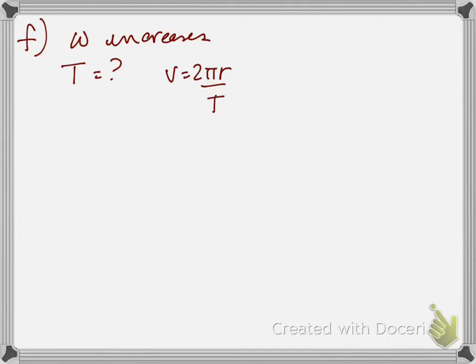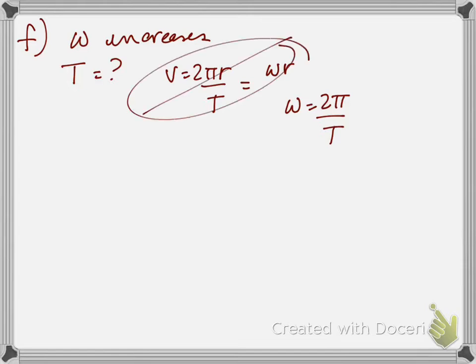It says as the angular speed of the platform increases, so that's our omega, does the period of revolution increase, decrease, or remain the same? So since we've used this a few times, velocity equals 2 pi r over T, and we know that the velocity is equal to omega times r, then we know that omega is equal to 2 pi over T. And you might have actually written that down without writing through all this.